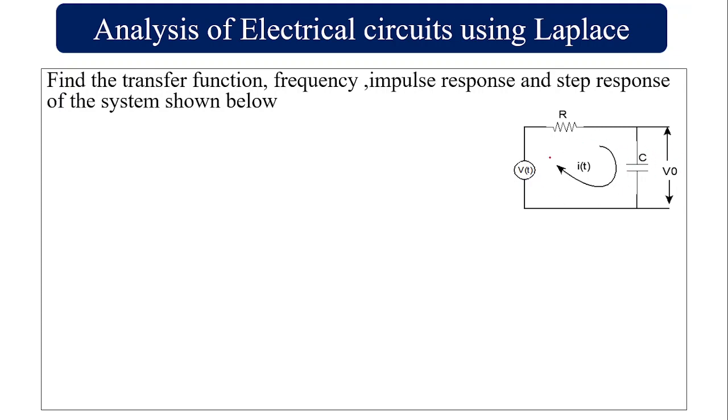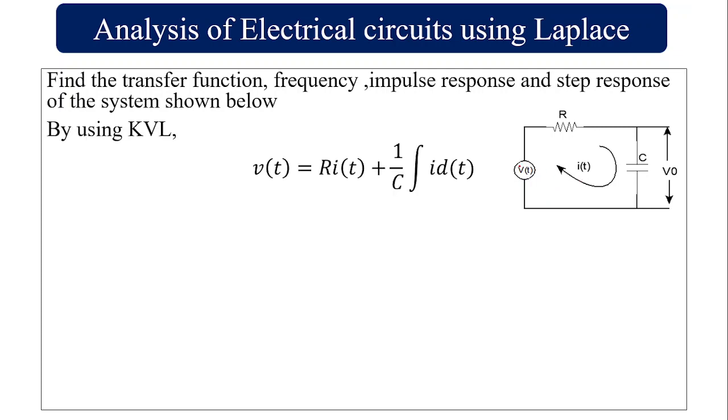The current flowing through the circuit is i(t). By using the KVL equation, we can write the input equation as v(t) = R i(t) + 1/C integral of i dt. We saw how to write R and C in the time domain. Next, the output equation: v0(t) is collected across the capacitance, so v0(t) = 1/C integral of i dt.